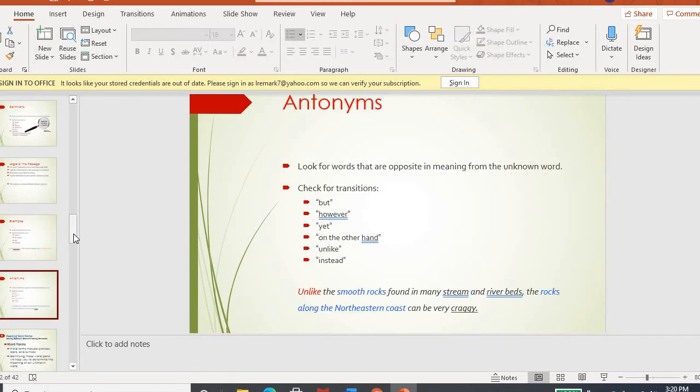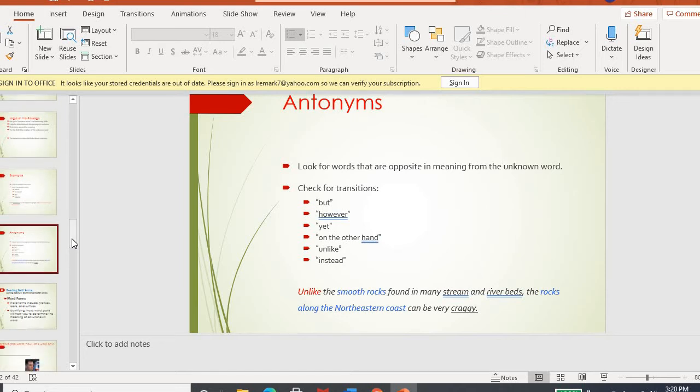And finally, antonyms. So antonyms are the opposite of an unknown word. And these are usually the most tricky to pick up on.